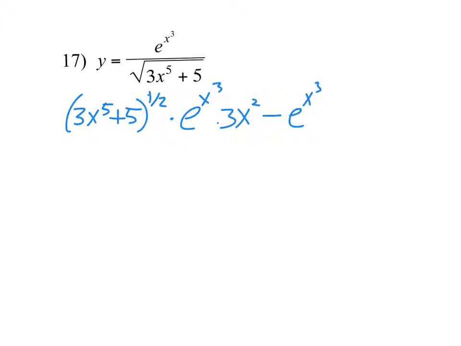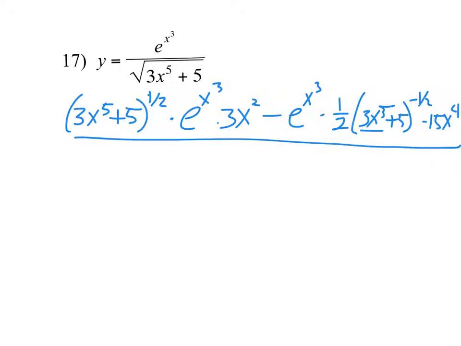That's fun. And that's going to be times the derivative of this, which is 1/2. This is why I wrote this as a 1/2 power. 3x to the 5 plus 5 to the negative 1/2. And then times the derivative of the inside, which is going to be 15x to the 4. That's over the bottom squared. Since that's a square root, it's just going to be 3x to the 5 plus 5. I'm not convinced that there's a heck of a lot you can do to simplify this.